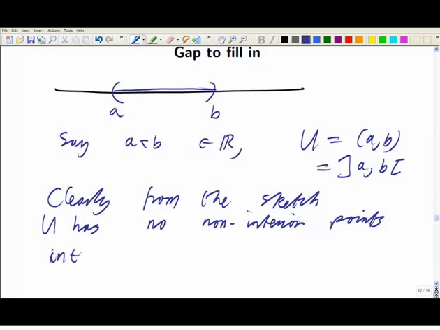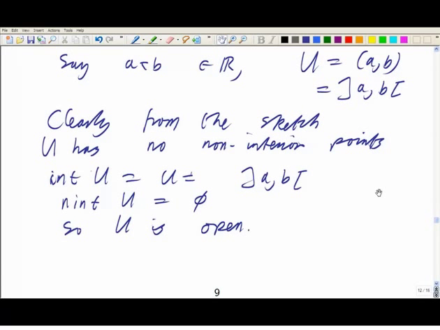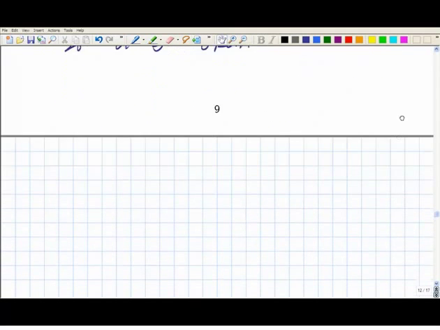So we have the interior of U is equal to U, which is the open interval AB, and the set of non-interior points is empty, and so U is open. This is good news, because if an open interval wasn't open, we'd be in big trouble. But half open or closed intervals are not going to be open, because they're going to have non-interior points, unless, of course, they happen to be empty.